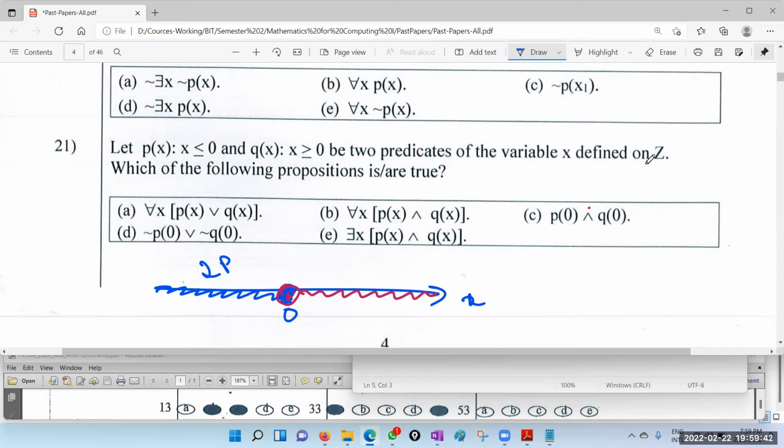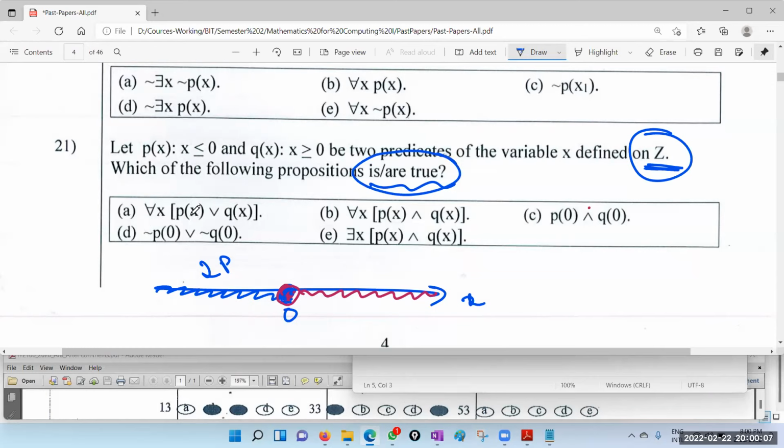Defined on Z. Z is integers. So that means you don't have to take the negative fractions. Integers, that is negative and positive, all numbers and 0. Which of the following propositions are true? All x, Px or Qx. Is it correct?